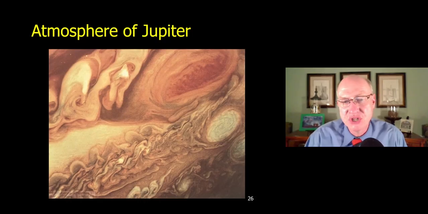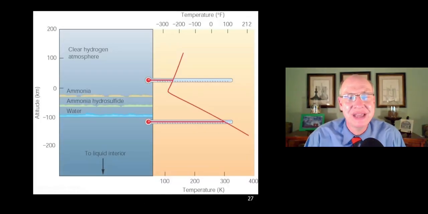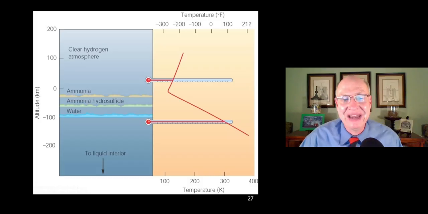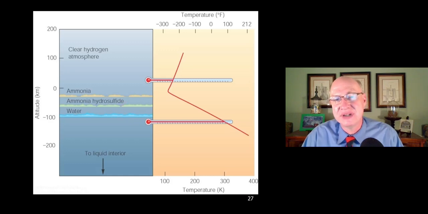But based on the composition of Jupiter, we can make some reasonable guesses about what the atmosphere of Jupiter might be like. And as we go down towards the center of Jupiter, it gets hotter and hotter. As we go higher and higher in Jupiter's atmosphere, it gets colder and colder. So we can imagine that convection, hot material, will rise up. And eventually, as that hotter material rises up, it will condense. And different material will condense at different temperatures.